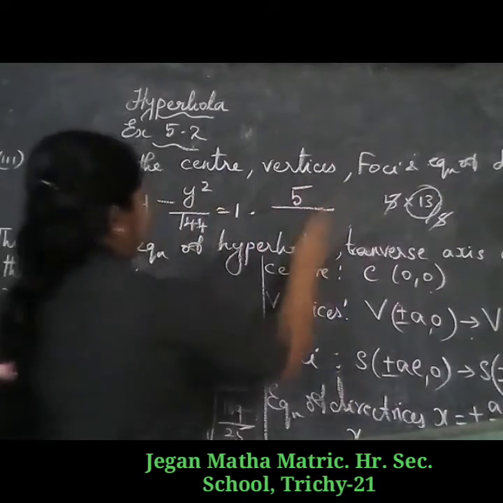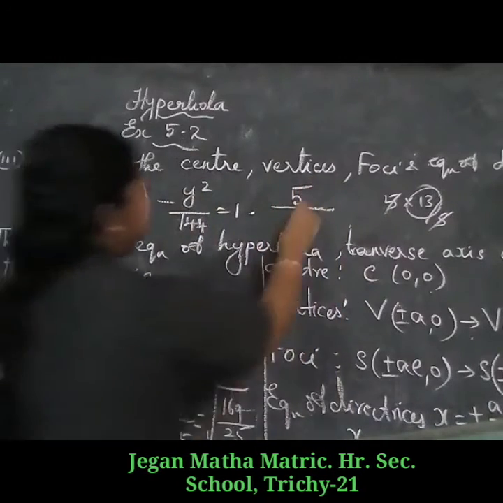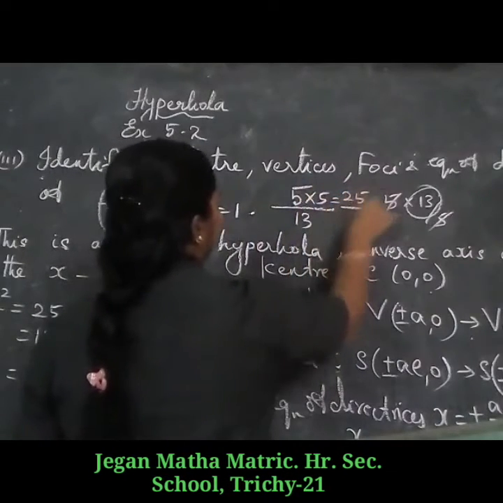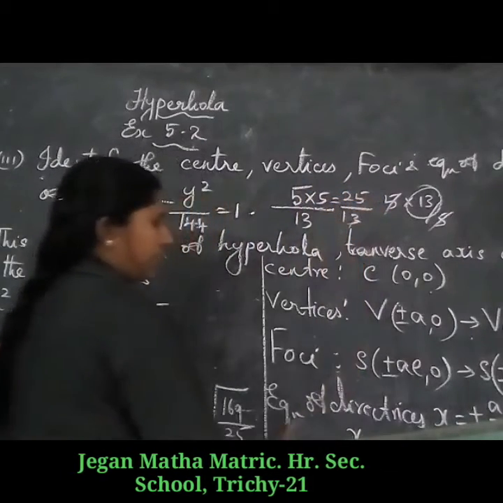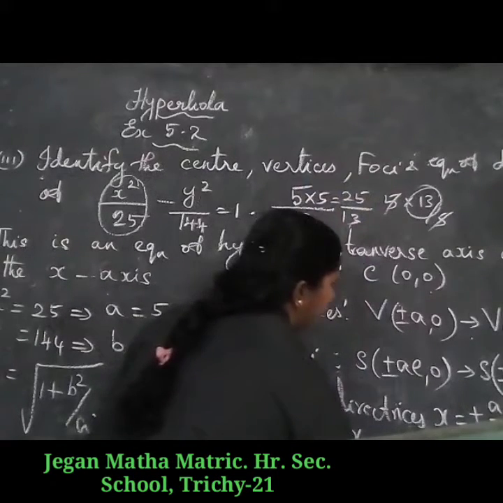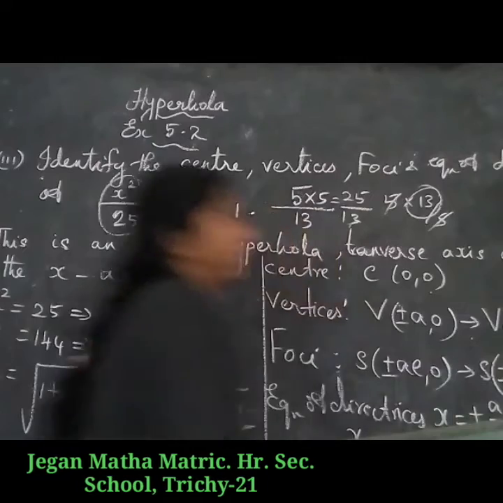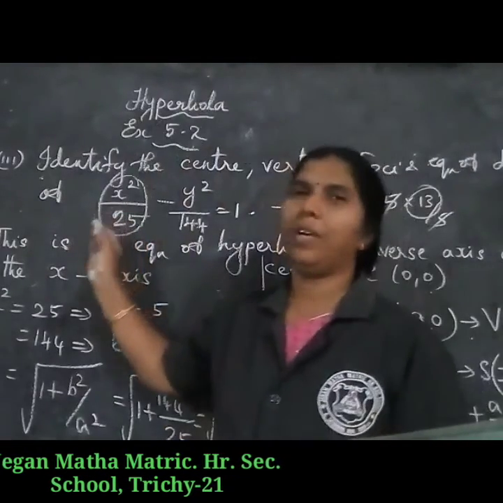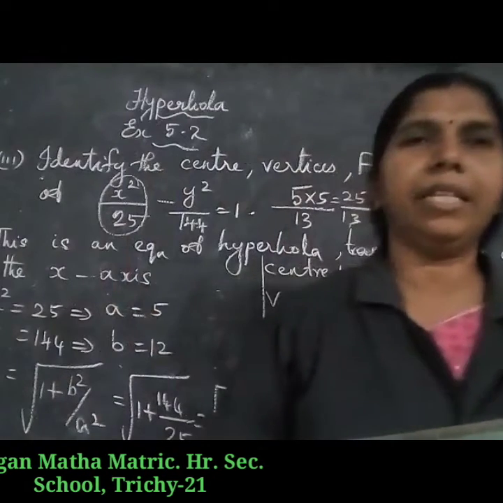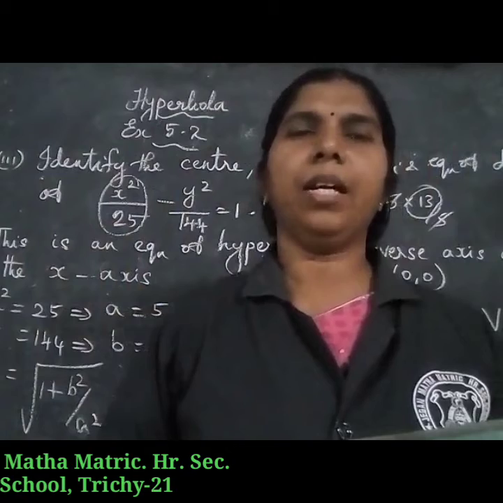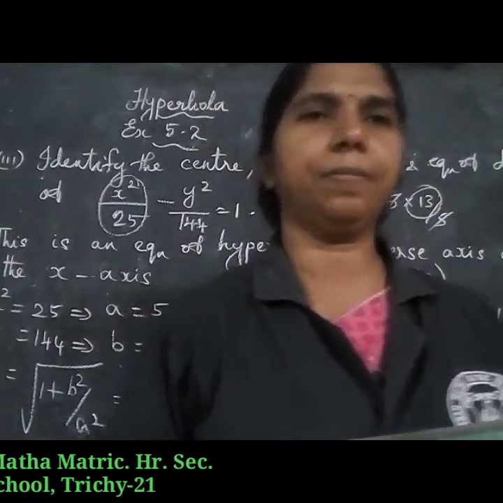5 divided by e is equal to 13 by 5. So we are getting 25 by 13. So the equation of directrix is x equal to plus or minus 25 by 13. So from the standard equation of hyperbola, we are identifying the center, focus, vertices and equation of directrix.